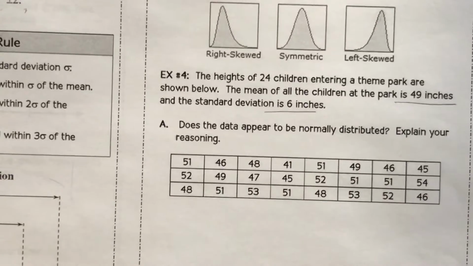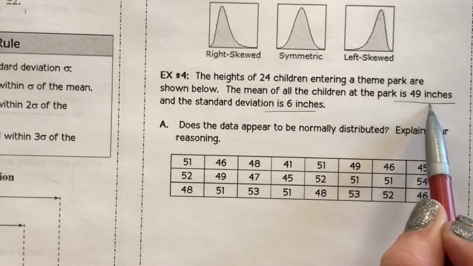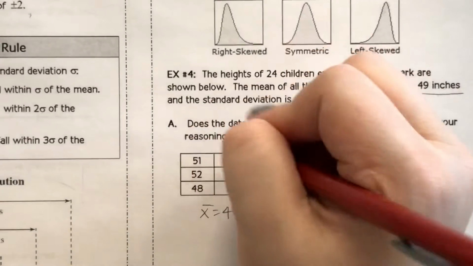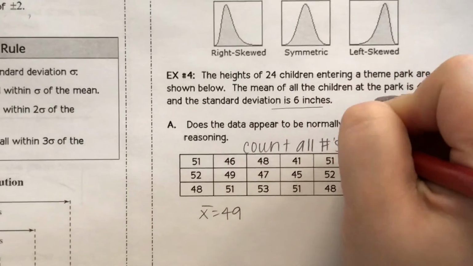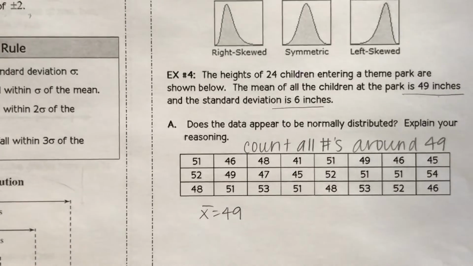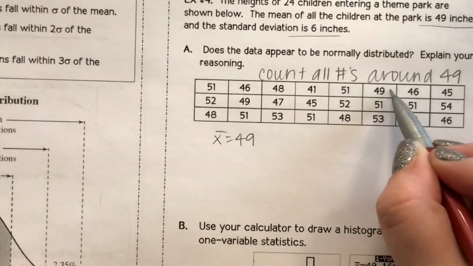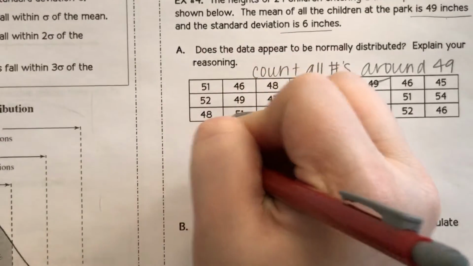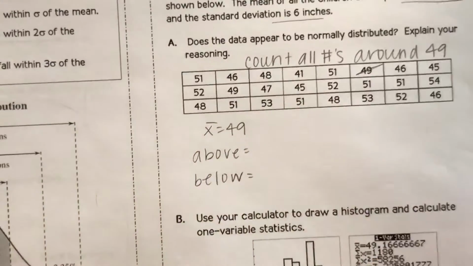Explain your reasoning. So here's what we're going to do. Since we know the mean is 49, we're going to write that down. We're going to count all numbers around 49. We're going to count how many are above 49 and how many are less than 49. Okay, so we're going to cross out 49. There's one 49 here. And we're going to count how many numbers are above and how many are below. And that will tell us whether this data is skewed or not.